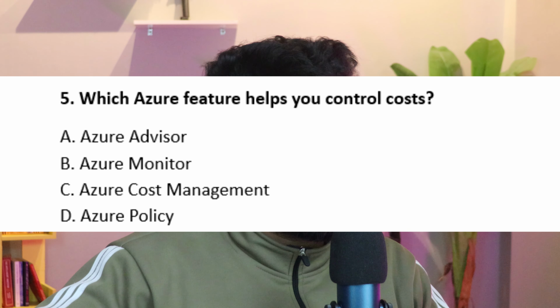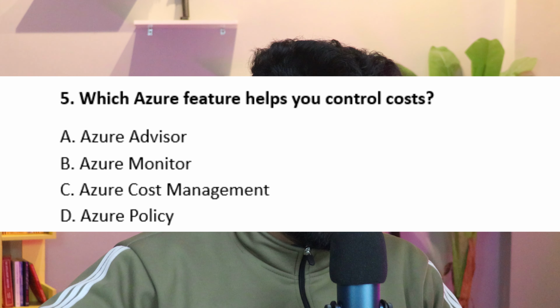Question number five. Which Azure feature helps you control cost? Option number A, Azure Advisor. Option number B, Azure Monitor. Then C, Azure Cost Management. Then D, Azure Policy. Now we have the answer in the options only. Azure Advisor, as the name suggests, will advise you on what you can do, what you should do, the action you have to perform.